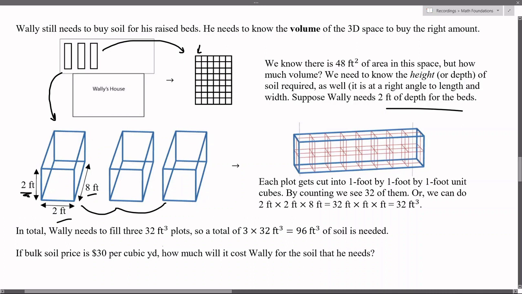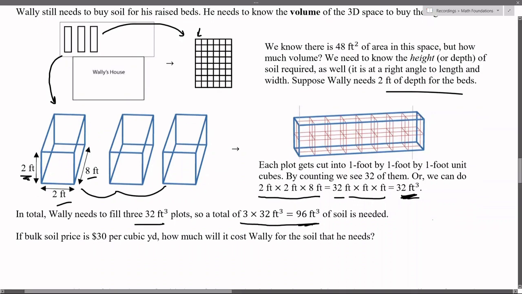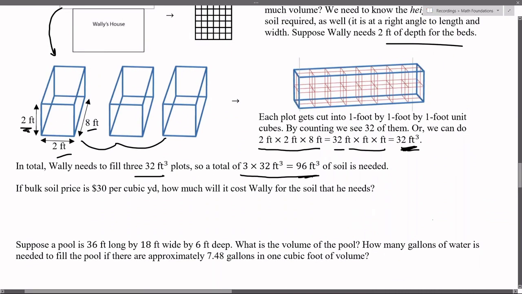And so we need 3 of them. So we need 3 times 32. 3 times 32 is just 96. Of course, you can just do 2 foot times 2 foot times 8 foot. That gives you 2 times 2 times 8 is 32. And then foot times foot times foot is 32 feet cubed. That's how we write that mathematically. So he needs 96 feet cubed of soil total. That's the space he needs to fill.